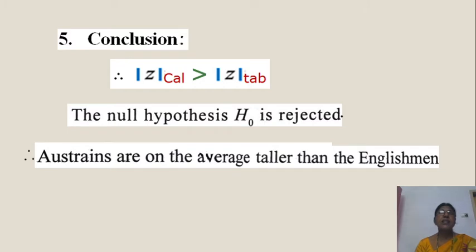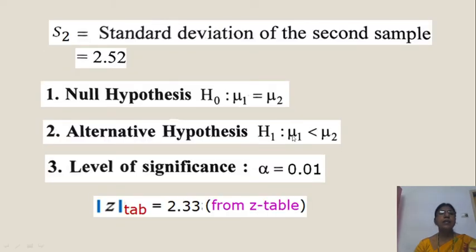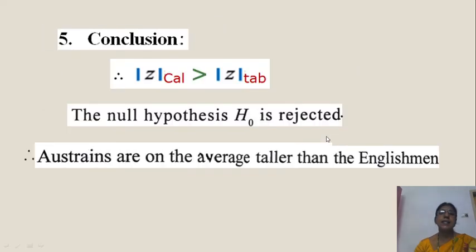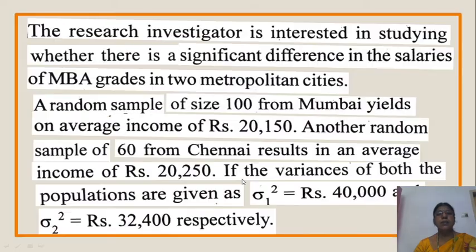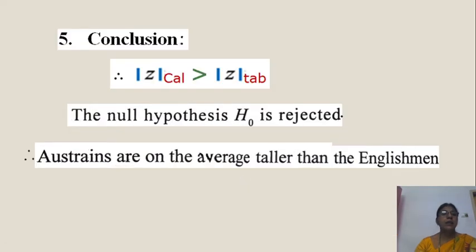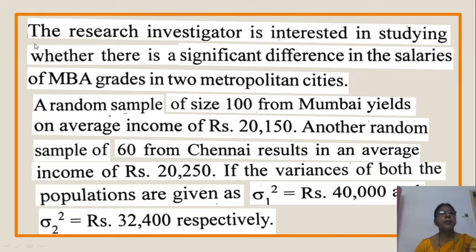Average taller than Englishman. We took mu1 less than mu2 as H1. mu1 less than mu2, H1 is accepted. What is H1? mu1 less than mu2. And Englishmen less than Austrians. We said the same: Austrians on average taller than Englishmen, and Englishmen are not taller than Austrians. Englishmen less than Austrians in height. Okay. Right. See the next problem.